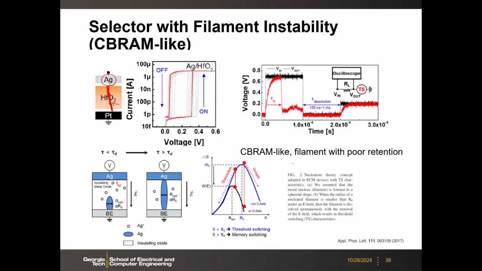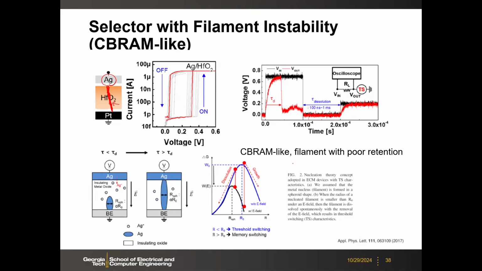So as I mentioned earlier, the difference between the memory and switch is that here you want a bad memory, poor retention. With poor retention, then you can use it as a switch. But again, this kind of device, there are some publications in the community, but it never worked in production because the variation and the reliability are not very good.